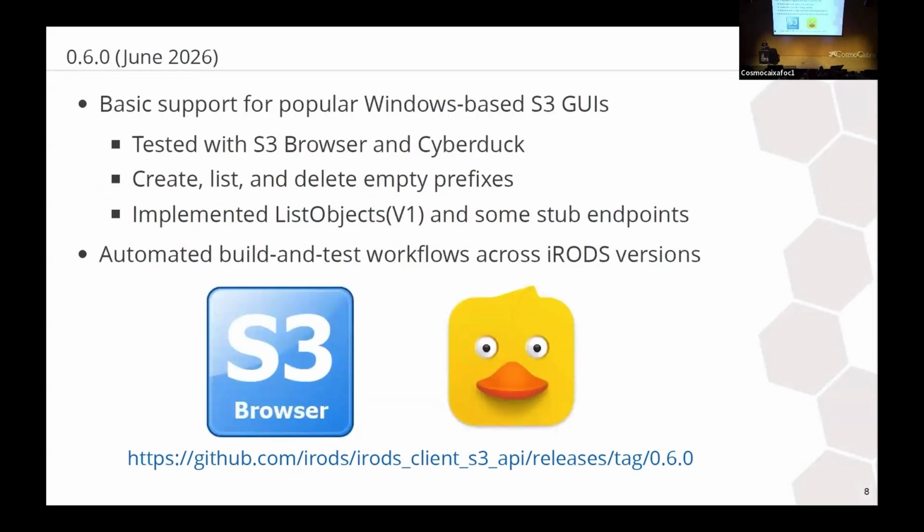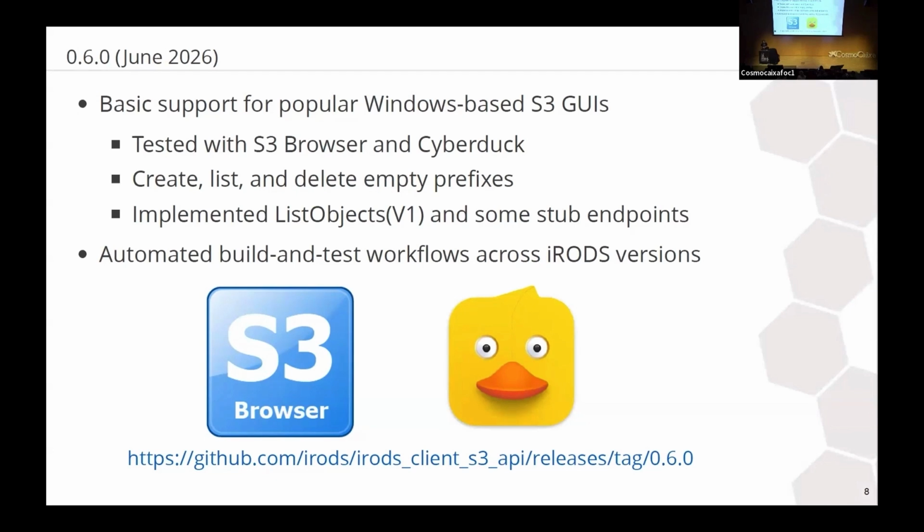Right. So last month, as of today, we released the 0.6.0 version of the S3 API. The big thrust for this release was basic support for some popular Windows-based S3 GUIs. The ones that we knew about were S3 Browser and Cyberduck. If you have others that you know of that you like to use, or you have users that use, please let us know about them so that we can make sure that we're in compatibility with those.